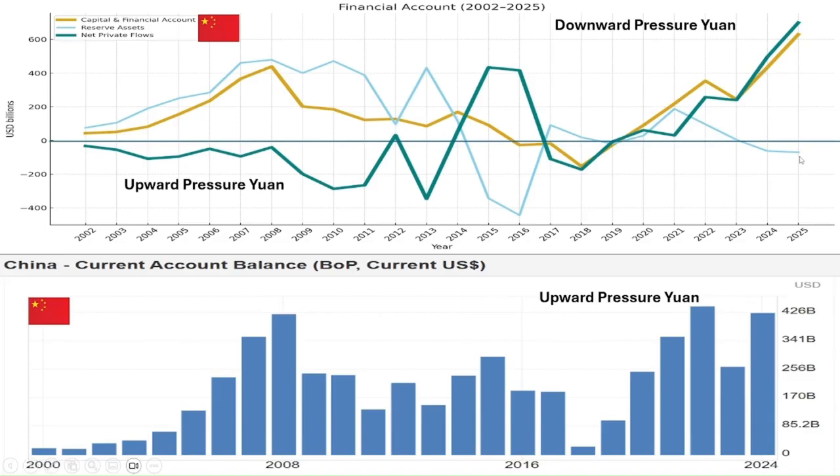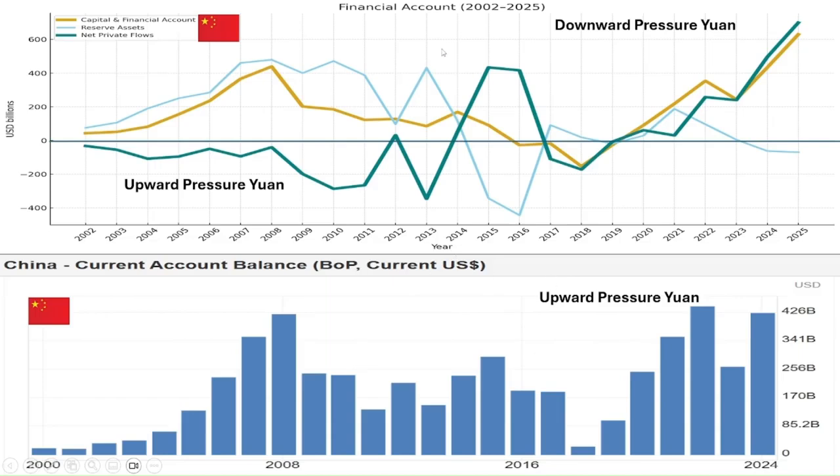Another part of the financial account equation is the change in reserve assets, this blue line, and as you can see, it basically offsets a ton of upward pressure on the Chinese yuan caused by the current account and the foreign direct investment flows. The Chinese central bank will then recycle US dollars and US treasuries and basically accumulate a ton of foreign assets, which can then be used in times of crisis like now to sell off and protect the yuan.